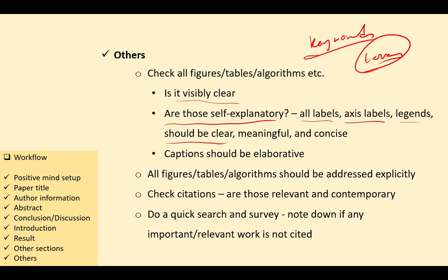Check citations: are those relevant and contemporary? Check how many citations have been provided and whether they are relevant to this work. Are they contemporary or obsolete? You need to do a quick search and survey about the citations and reference papers. See if there is any missing work that is related to this work but is not cited. Maybe somebody did similar work but it is not mentioned, so we have to note those works as well.